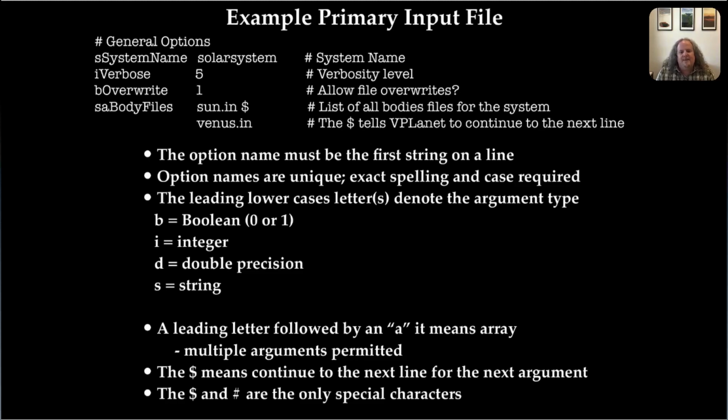So in the lines above, we see that saBodyFiles has 3 arguments: sun.in, the $ sign, and venus.in. That $ sign is a special character that tells VPLanet to continue on to the next line to obtain the next argument. Note that the $ sign and hashtag symbols are the only special characters in VPLanet input files.